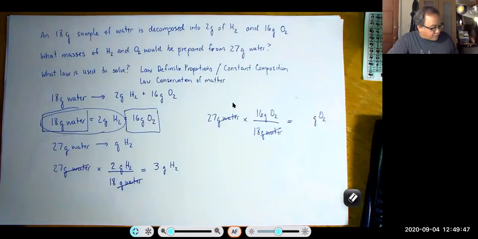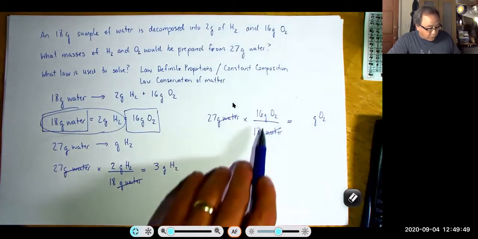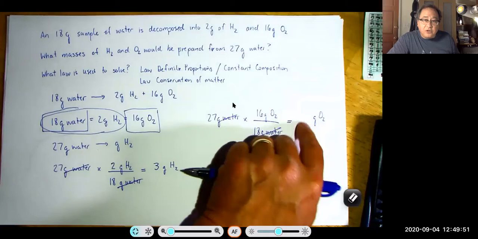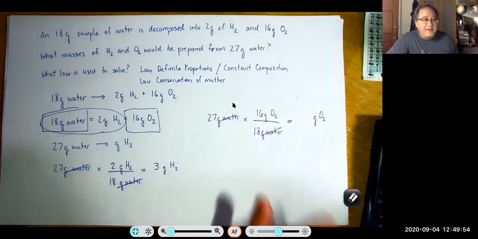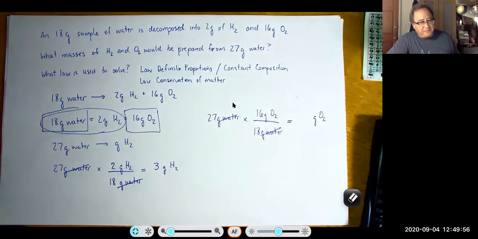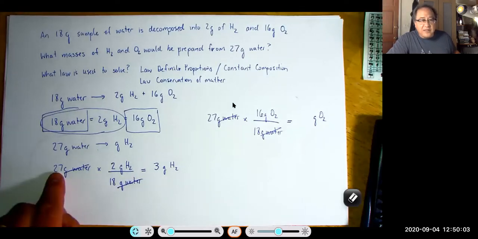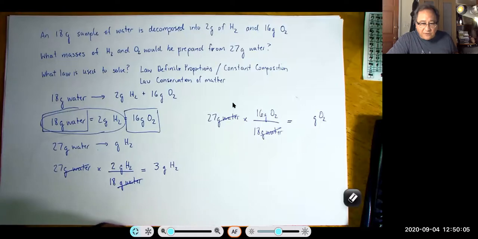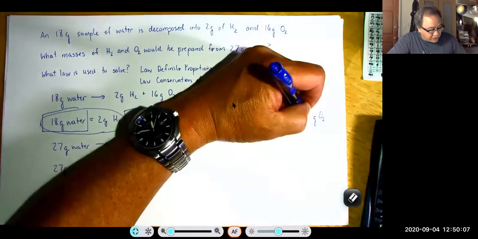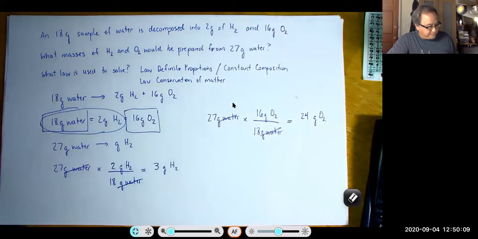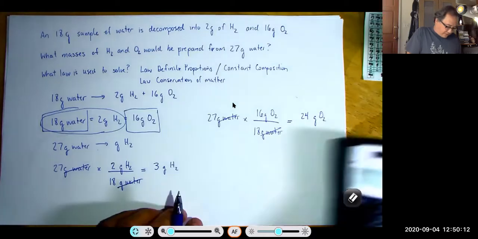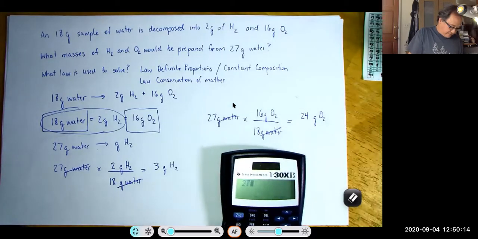And so here we're going to have 27 times essentially 1. So this should be really close to 27 grams, but not quite. And we can actually figure out the answer, because if 3 of the 27 grams become H2, the balance, or 24 grams, should be the amount of O2. So let's do the calculator work. And we get 24.